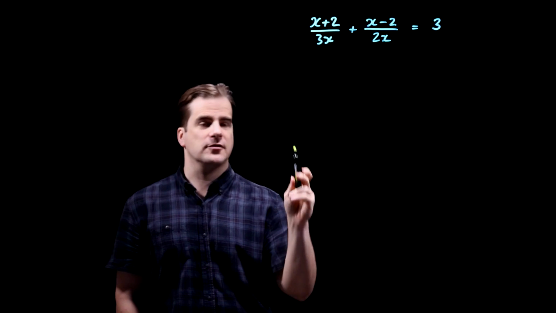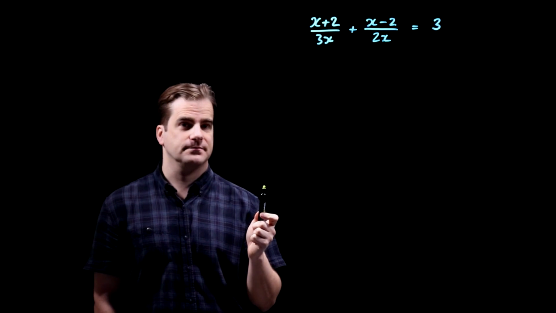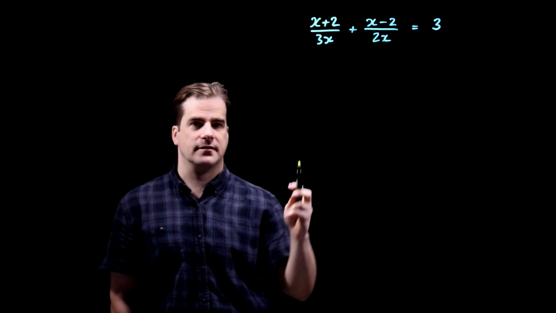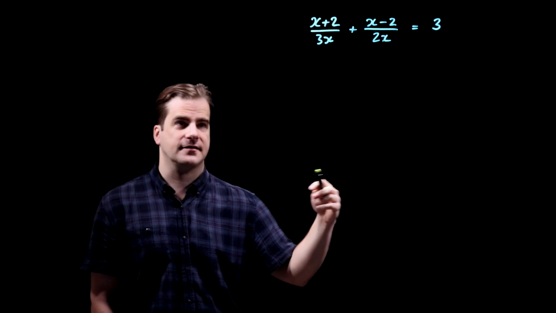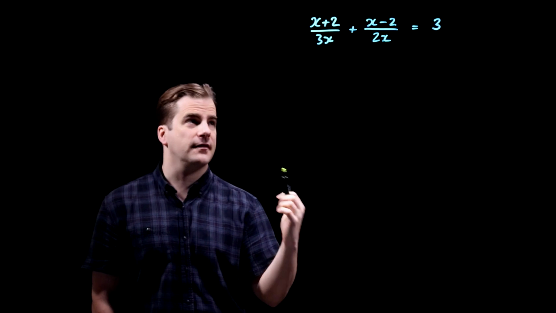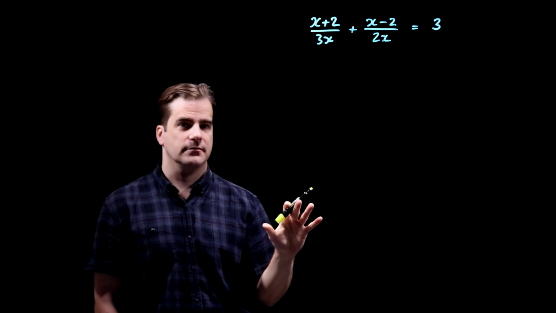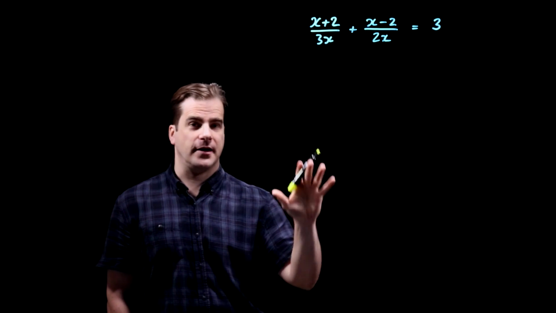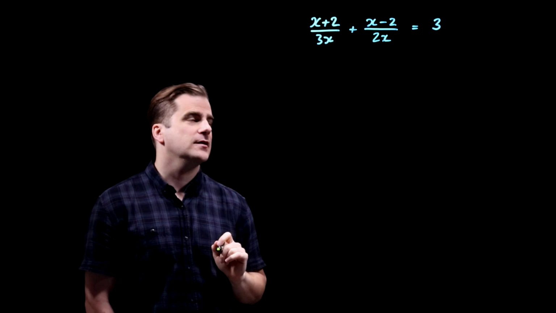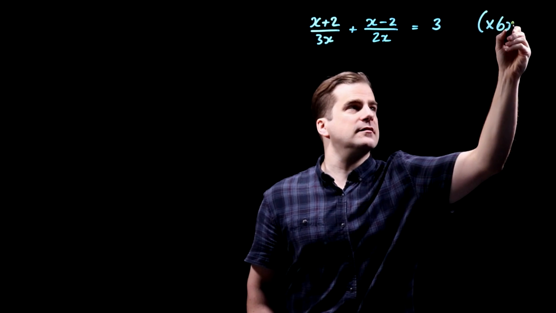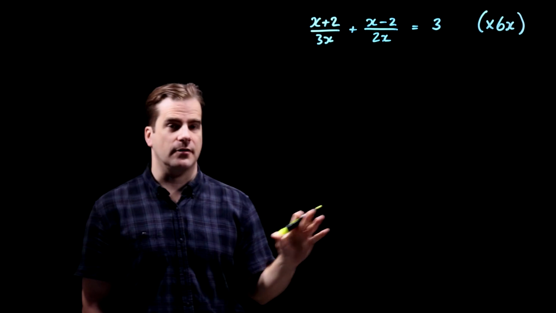What we're going to do is multiply through by 6x. Okay? Because 3x and 2x both go into 6x. They're both factors of 6x. And that way, we'll get rid of everything off the bottom all at once. You'll see what I mean. Watch this. So, we're going to multiply everything by 6x. Okay, every term.